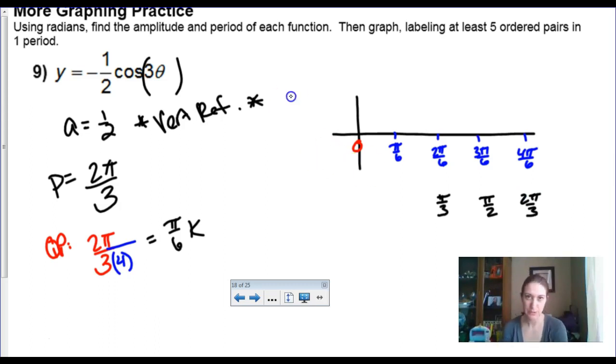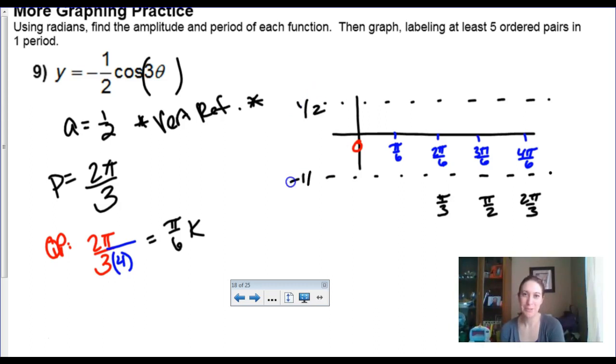Alright, my amplitude lines, my max and min lines, are only going to be 1/2. Now since there's no scaling on here, I can make them as large or small as I want. So since I'm labeling them, I'm just going to make them so it's easy for me to graph, although in theory it should be kind of like a squished graph. And remember it's cosine, so normally cosine begins at the maximum line when there's no phase shift. However, it's been reflected, so it's going to start down here.